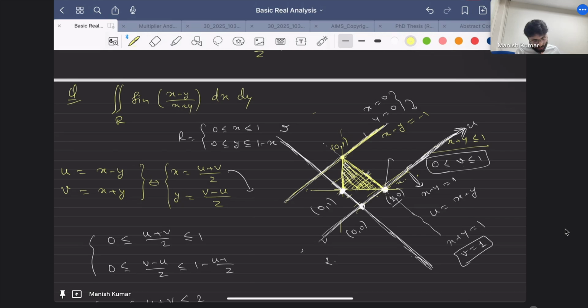Sir, is this line correct, sir? x minus y is equal to 1. Let me see. So when I put x equals 0, this gives me y equals 1. Right, so I think this line is correct, right? Isn't it? Correct, sir. And this was x minus y equals 1. This was my x minus y equals 1.